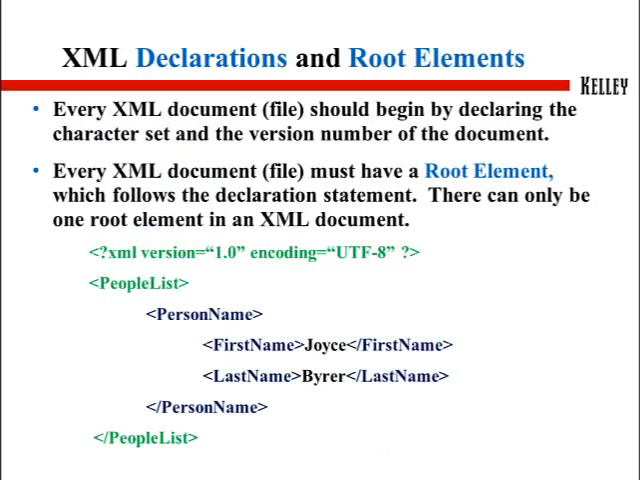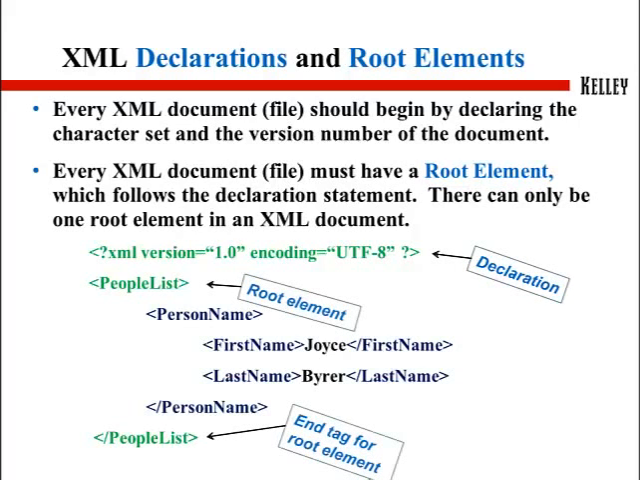Let's look at a very simple XML document. Every XML document or file should begin by declaring the character set and the version number of the document. And every document must have a root element, which follows the declaration statement. And there can only be one root element in an XML document. So in our example here, we have our declaration, then we have our beginning root element, and then our ending tag for the ending root element. And everything inside is the content of the file.